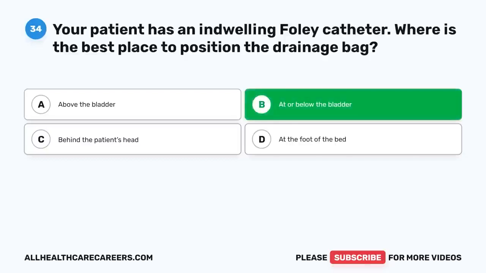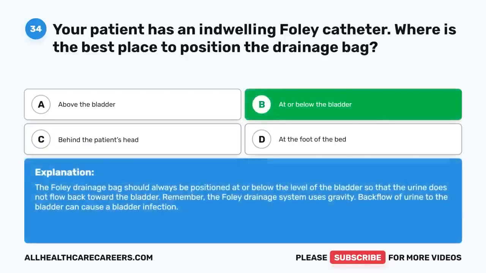B. At or below the bladder. The Foley drainage bag should always be positioned at or below the level of the bladder so that the urine does not flow back toward the bladder. Remember, the Foley drainage system uses gravity. Backflow of urine to the bladder can cause a bladder infection.